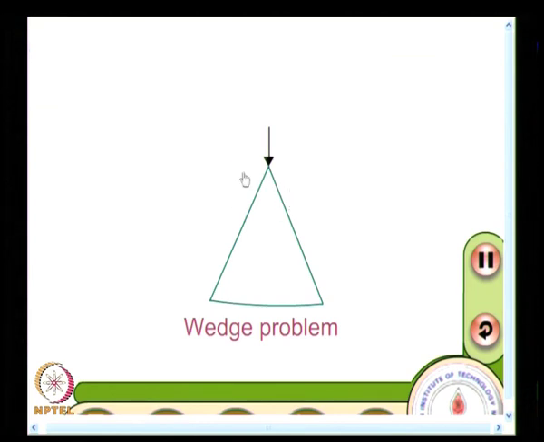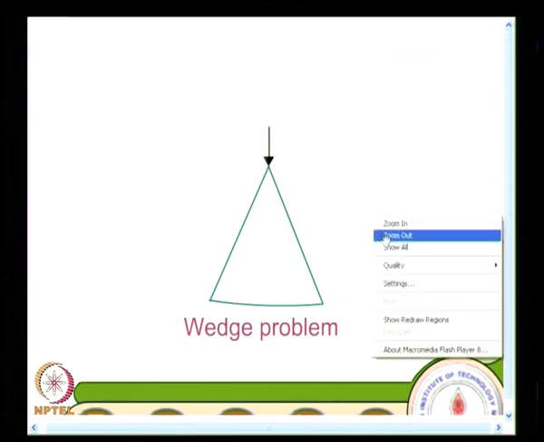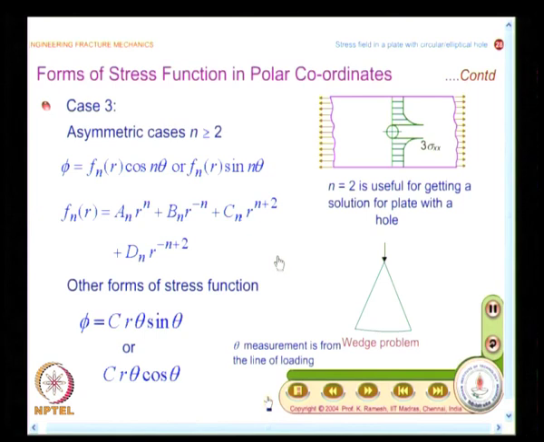So, from a practical point of view, quite a nice set of problems could be solved by looking at the stress function in polar coordinates. So, polar coordinate is very useful. You find very many practical problems you could solve from stress function expressed in polar coordinates.